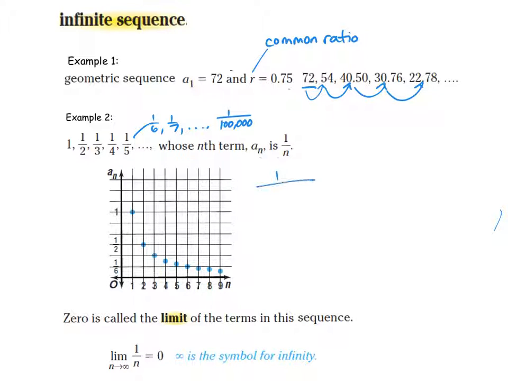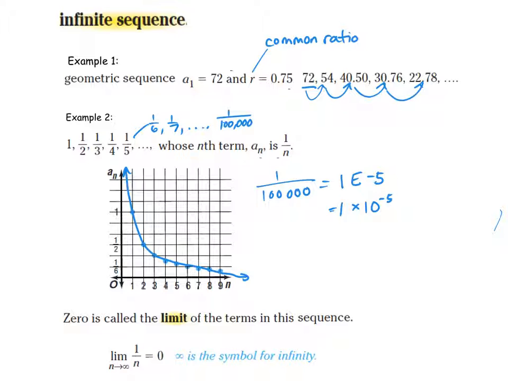Don't forget, something like this in your calculator, you might see it like this. That's the same thing as saying 1 times 10 to the negative 5. But you could see that this value, if we connected the dots as we follow along, is getting smaller and smaller and smaller.